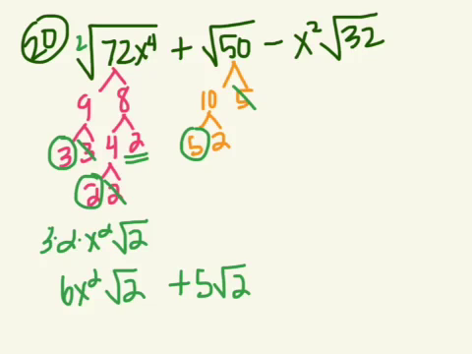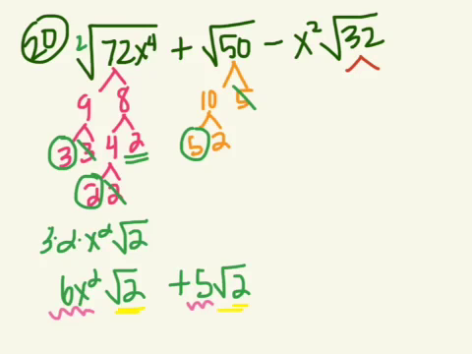So what's interesting to note about these already is that they do both have the same number underneath the radical. However, if you look at the numbers that are in front of the radicals, we can't add 6x squared and 5 together because they're not like terms. So far we can't really combine anything. Let's see if this last one gives us anything.